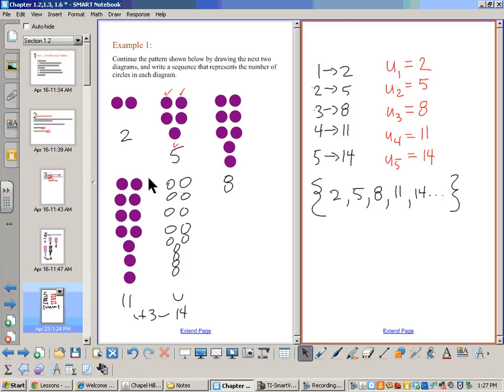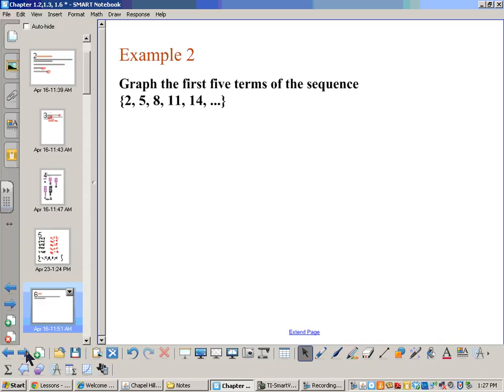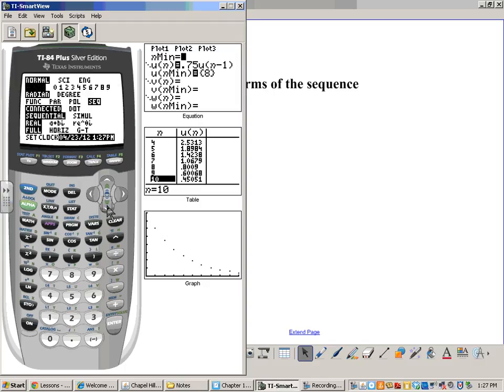Okay, so let's go ahead and look at the next example. Here we're going to graph the first 5 terms of a sequence, 2, 5, 8, 11, and 14. So just to graph, this is just going to be a quick review of graphing using your calculator. So first of all, right now I'm going to change this over so that I'm in function mode, which most of your calculators are probably there in function mode already.